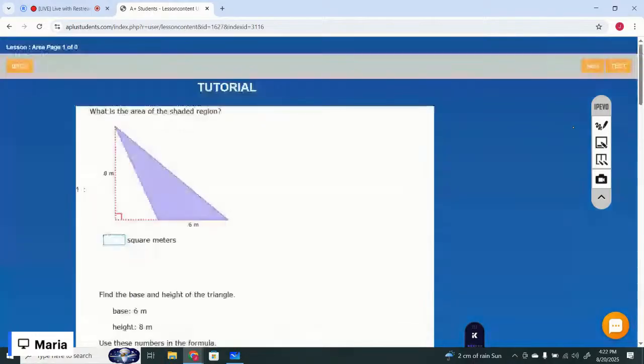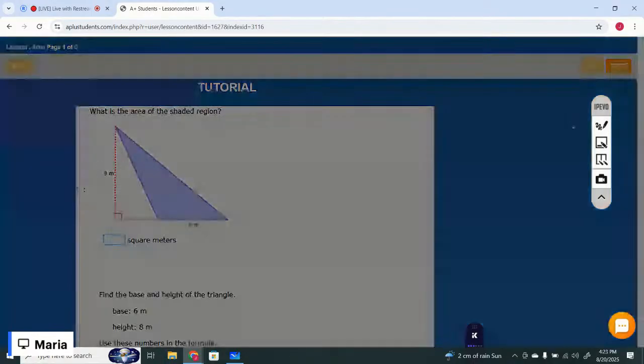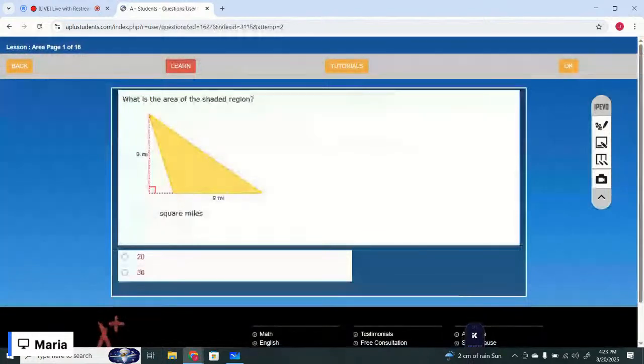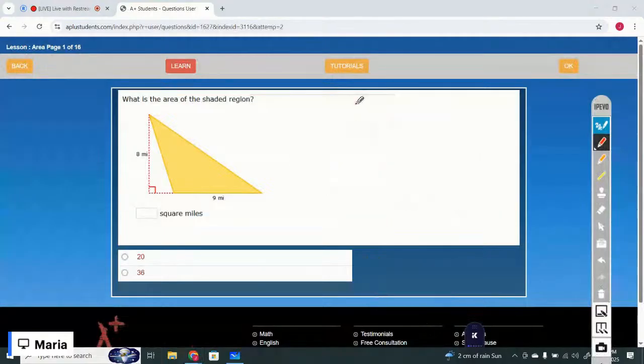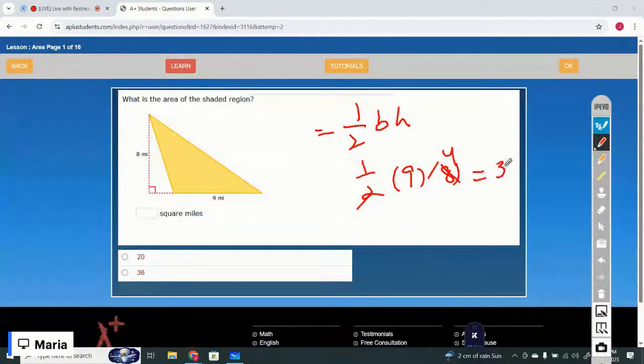Let's just start with the test questions. What is the area of the shaded region? The area of the triangle is half times base times height, right? That is half times 9 times 8. 2 times 4 is 8, and 9 times 4 is 36. So the area would be 36 square miles. Option number 2 is the correct option.